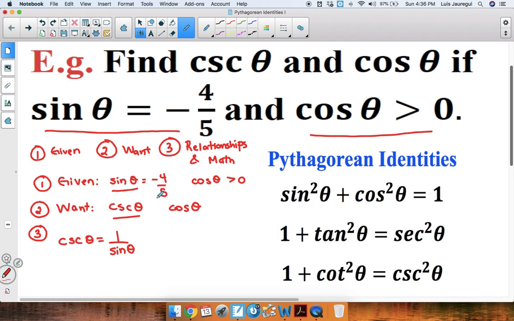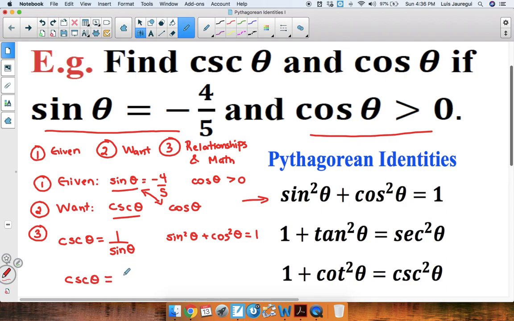Now, in order for us to link sine of theta to cosine of theta, we can use this Pythagorean identity. Sine square of theta plus cosine square of theta is equal to 1. Now that we have obtained the two relationships or the two identities, our job is to substitute in values and to do the math.